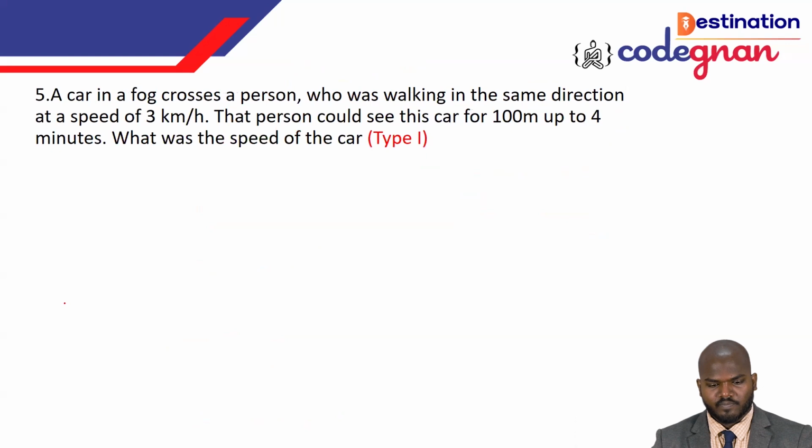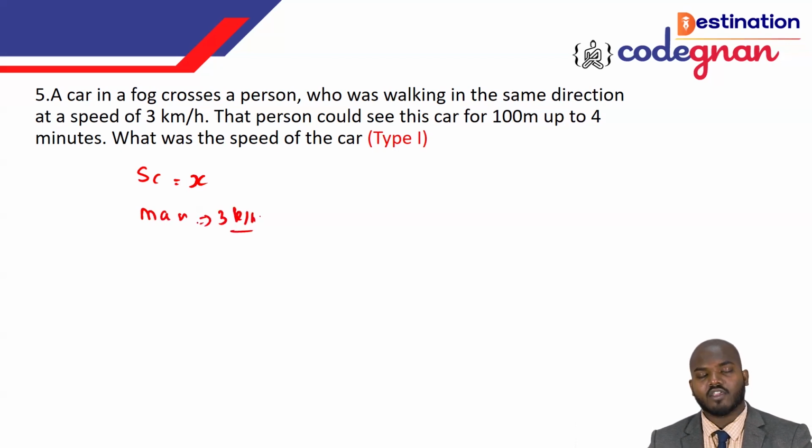Okay, guys, so I'll go for the next one. The car in a fog. There is a fog, and a car is crossing a person who was walking in the same direction with a speed of 3 kilometer per hour. The person could see the car for 100 meter, up to 4 minutes. What was the speed of the car is the thing they are asking. So the speed of the car, I don't know, right? So I am calling it X. We also have the man, and the man's speed is equal to 3 kilometer per hour. That is the thing they have given.